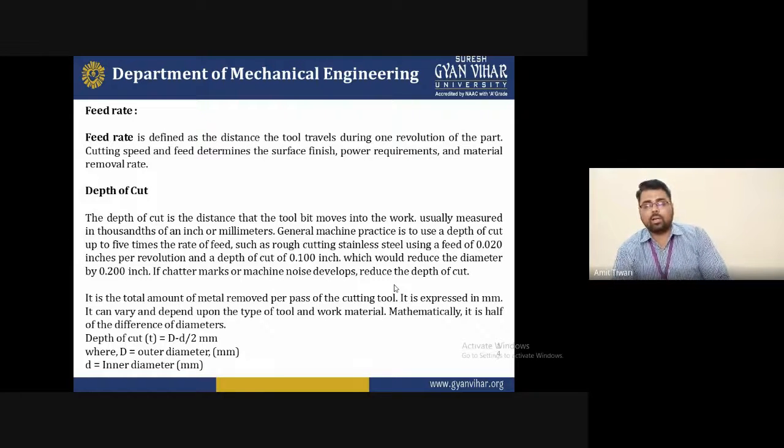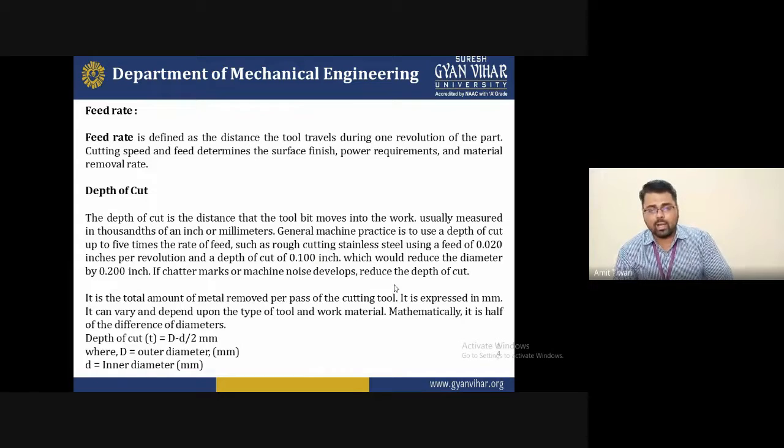Generally, in machining, the depth of cut can be up to 5 times the feed rate. For example, cutting stainless steel using a feed of 0.020 inches per revolution and a depth of cut of 0.100 inches will reduce the diameter by 0.200 inches. If chatter marks or noise develop, reduce the depth of cut. It is the total amount of metal removed per pass of the cutting tool, expressed in millimeters. It can vary depending upon the type of tool and the work material.